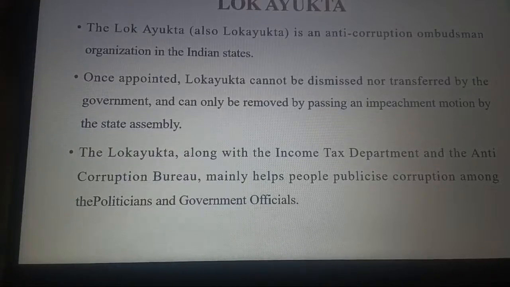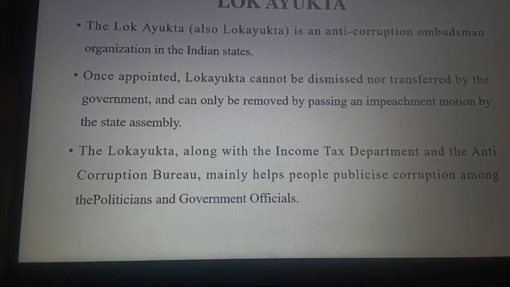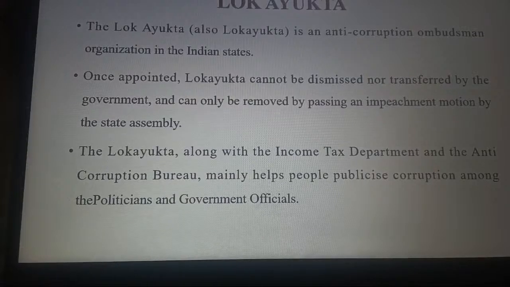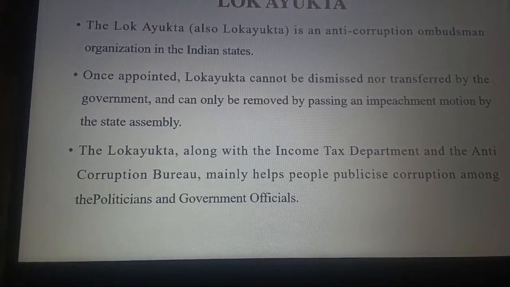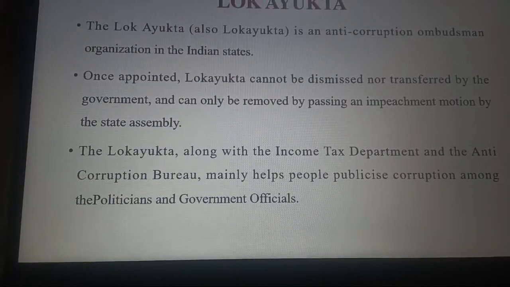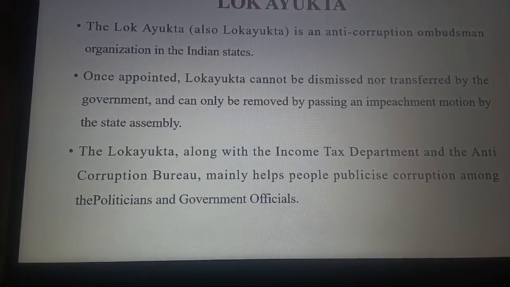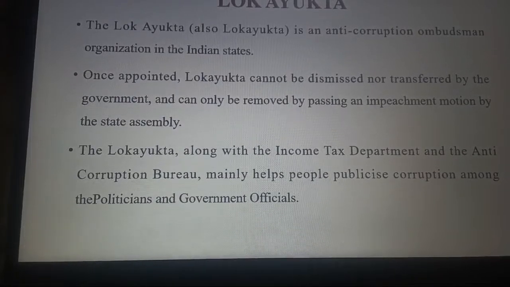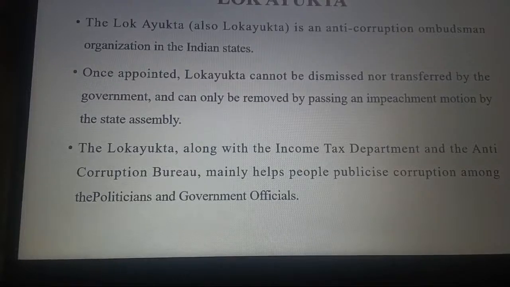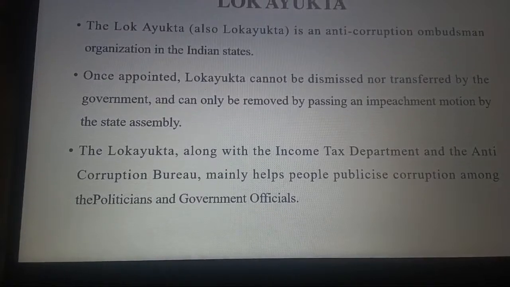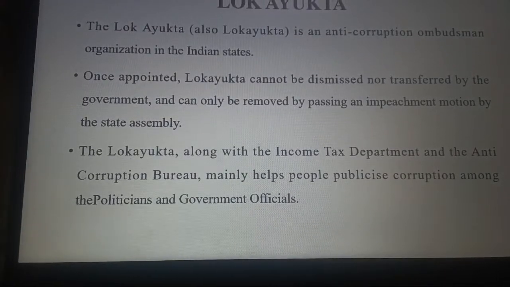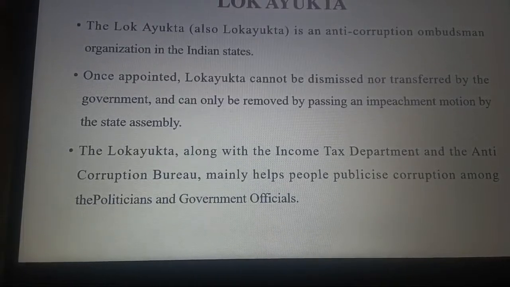Lokayukt. The Lokayukt is an anti-corruption ombudsman organization in the Indian states. Once appointed, Lokayukt cannot be dismissed nor transferred by the government and can only be removed by passing an impeachment motion by the state assembly. The Lokayukt, along with the Income Tax Department and the Anti-Corruption Bureau, mainly helps people publicize corruption among the politicians and government officials.